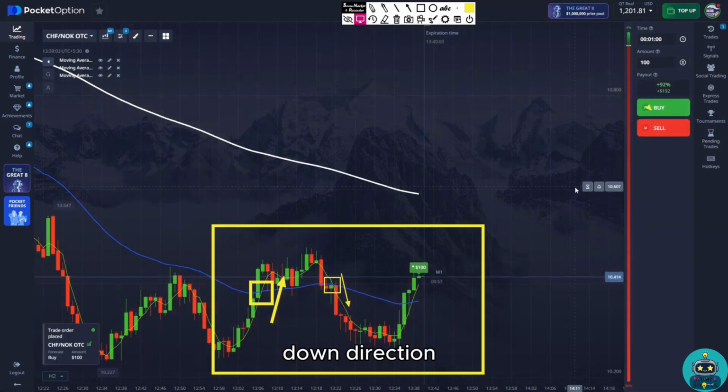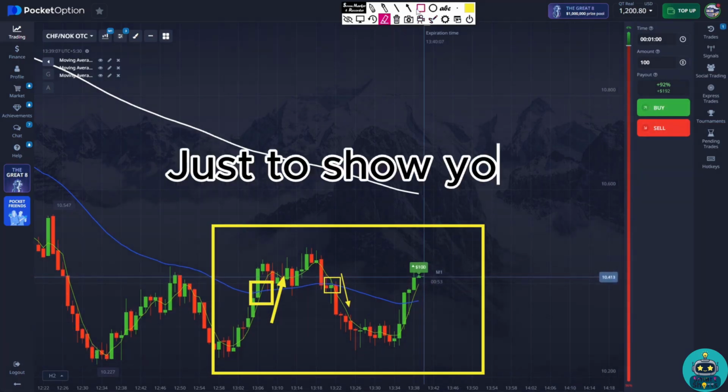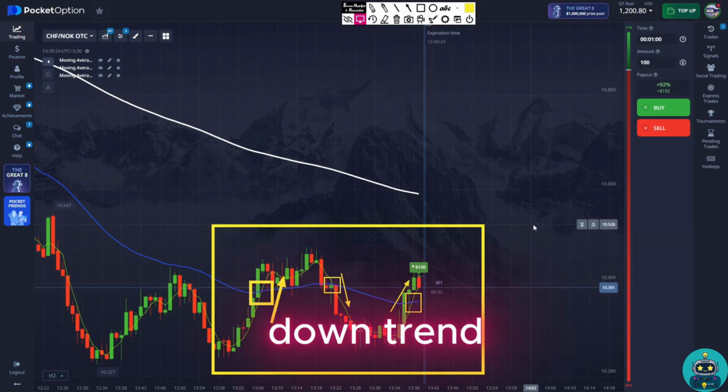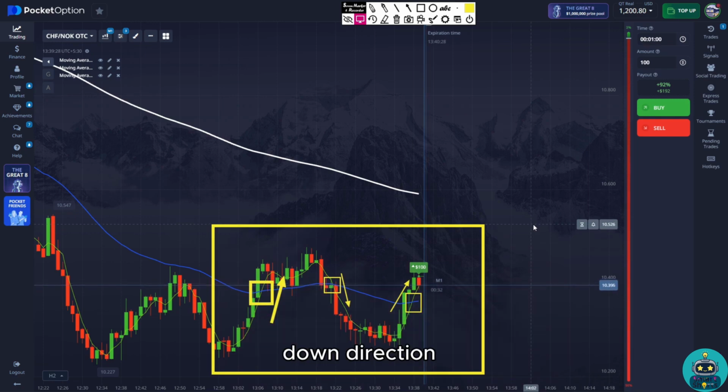I have taken a trade here for the up direction, just to show you how this indicator works. I would suggest you don't take a trade in this situation if you don't have enough balance in your account to recover it. Here you can see that the market is below the white line, which means the market is in a downtrend. So as per this indicator you have to take trades only in the down direction, but just to show you I took this trade for the upward direction.